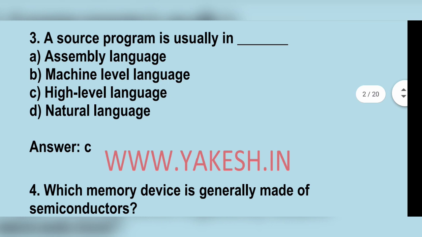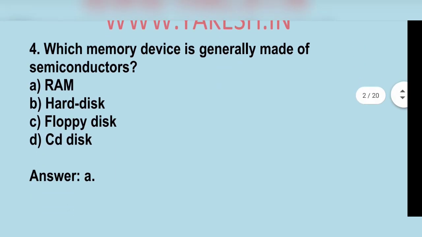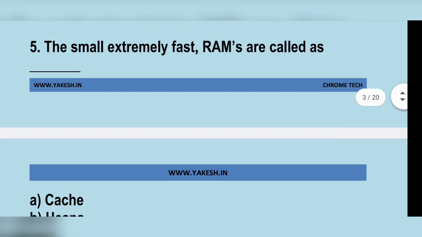A source program is usually in dash. Option C, high level language. Which memory device is generally made of semiconductors? Option A, RAM. The small, extremely fast RAM are called option A, cache. Cache is the correct answer.